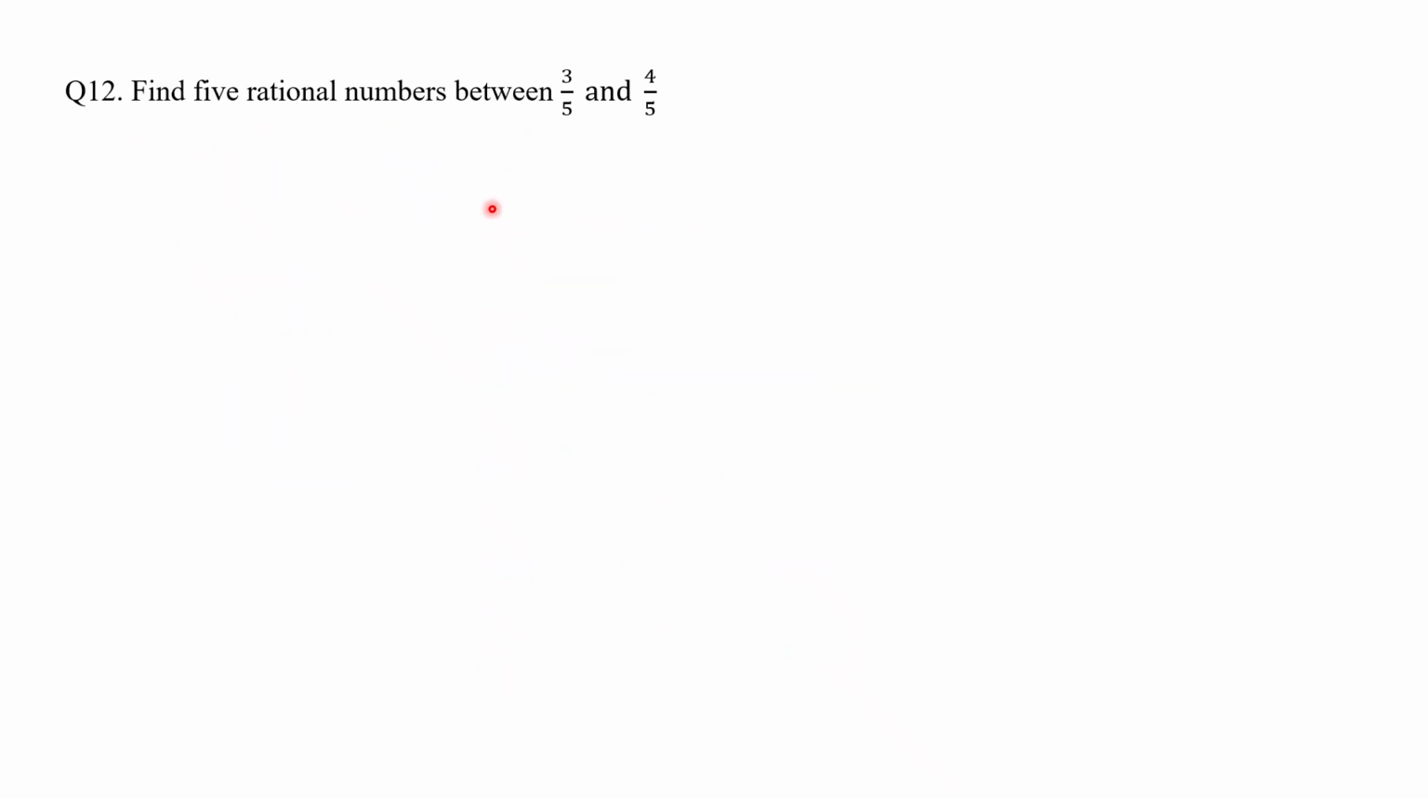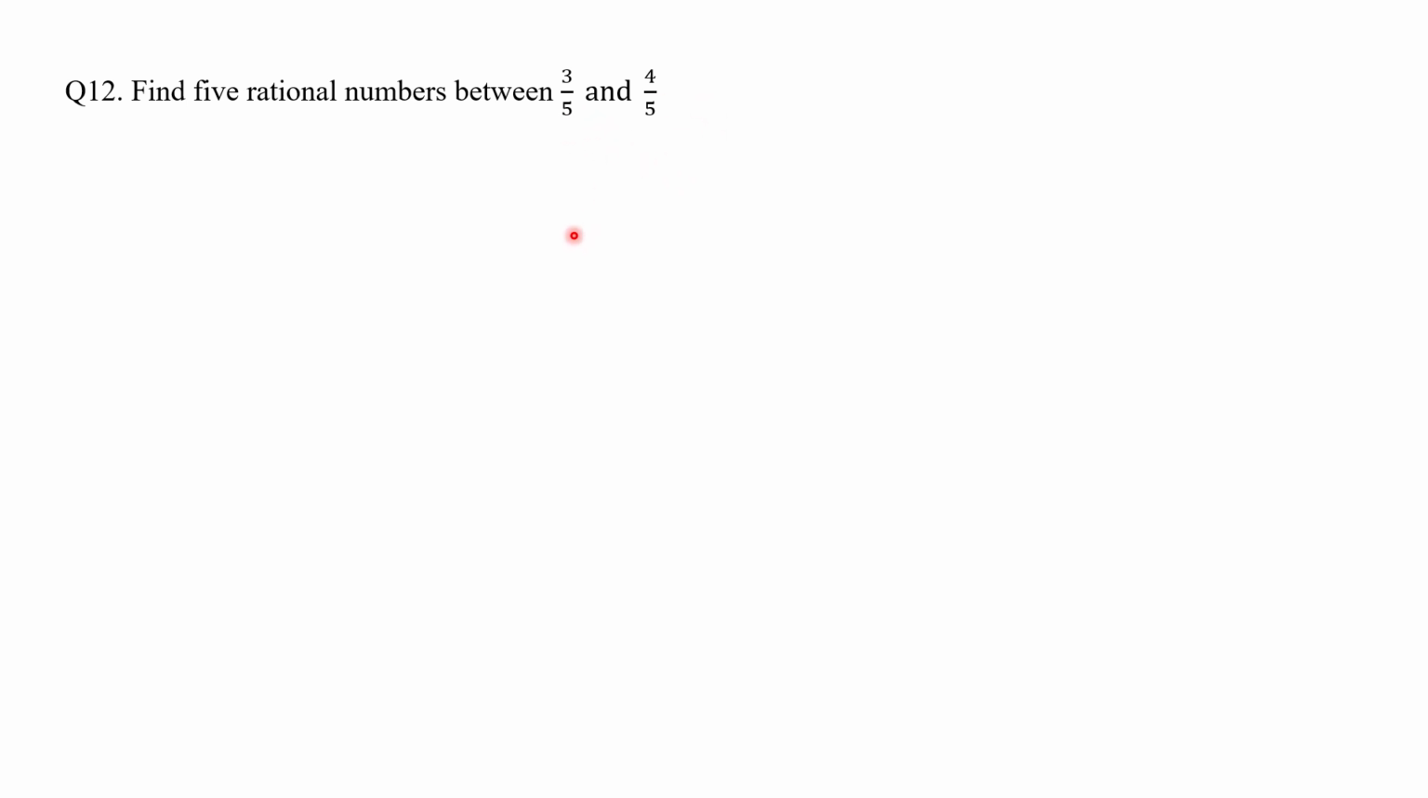Now here you have to find 5 rational numbers between 3 by 5 and 4 by 5. These types of questions will carry maybe 1 or 2 marks. Now there are many ways to solve this question. One of the easiest ways you can see: first, look at the denominator.